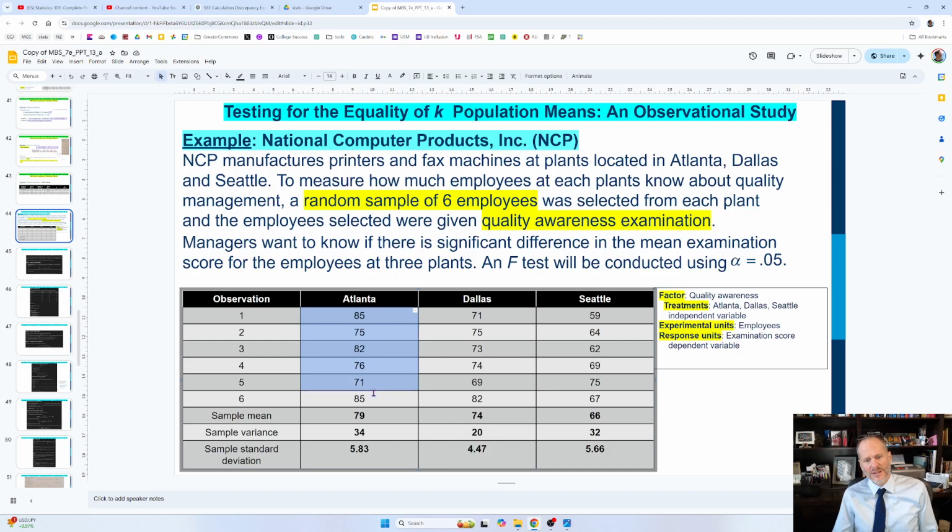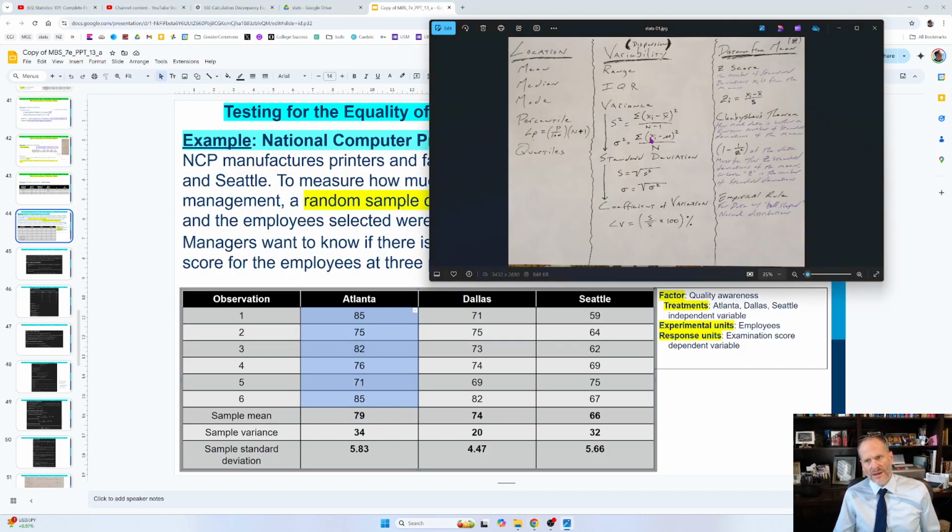So if we were doing it for this one, we'd take each individual data point and subtract it from the mean, right? So we would subtract the mean from it, and then we'd square that, and then we'd add all those differences up. So each data point minus the mean: 85 minus 79, 75 minus 79, 82 minus 79, 76 minus 79, 71 minus 79, 85 minus 79.